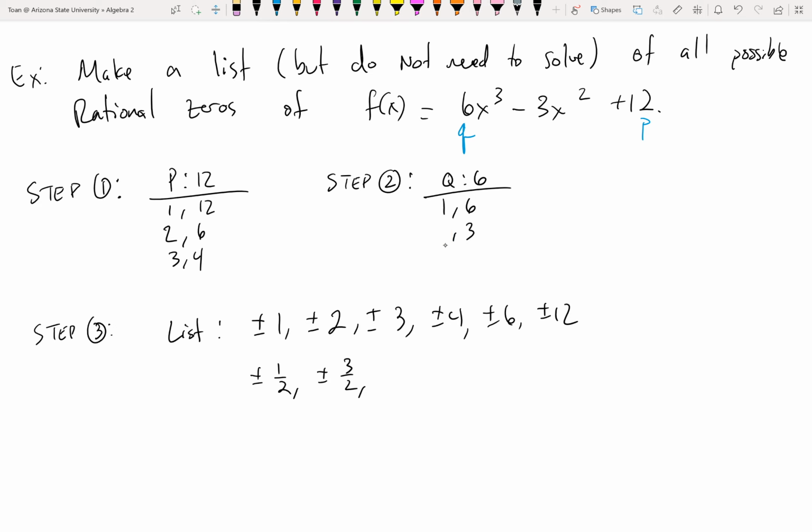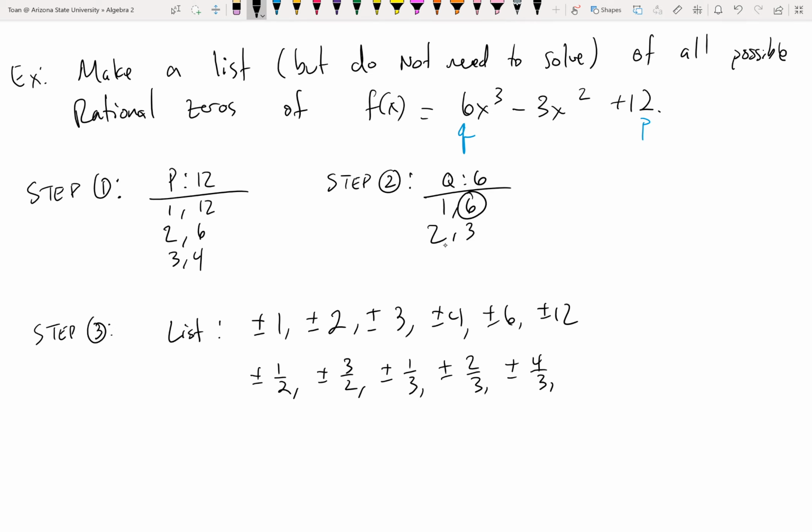So I'm done with the 2's, move on to the 3's. We're going to divide all the P numbers by 3. Let's rinse and repeat. 1 divided by 3, put the plus or minus. I can't reduce it, so I'll write it down. 2 divided by 3, can't reduce it, so I'll go ahead and write it down. 3 divided by 3, you can reduce, so you skip it. 4 divided by 3, write it down. 6 divided by 3, you can reduce it, so I'm going to skip it. 12 divided by 3, you can reduce, so I'm going to skip it.